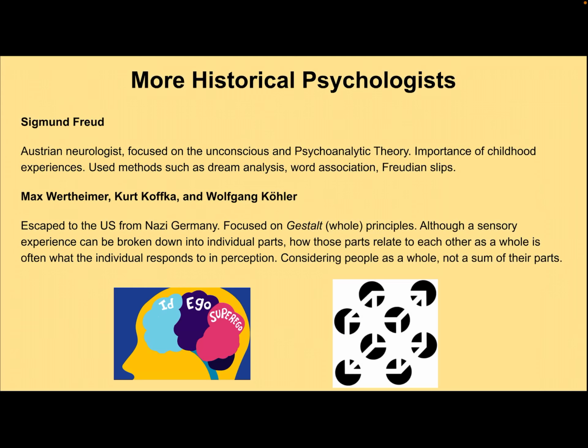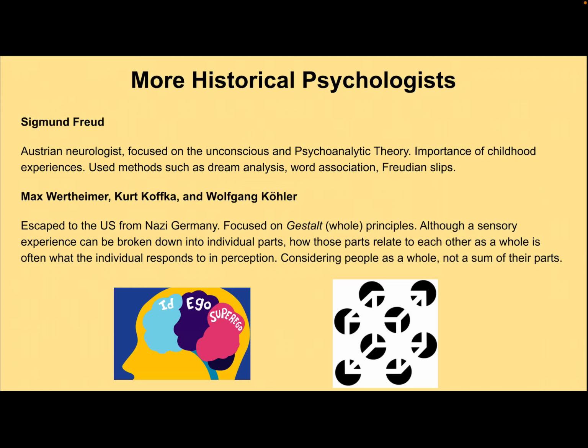Three other German psychologists who actually escaped from Nazi Germany to the US were Max Wertheimer, Kurt Koffka, and Wolfgang Kohler. They were interested in Gestalt principles, which Gestalt is German for whole, and they really wanted to focus not on different parts of the mind, but on the whole mind, and even more so, how the sensory experience of anything, whether you're listening to something or tasting something or seeing something, can be broken down to its parts, but that's not what's important. What's important is the sum of those parts.